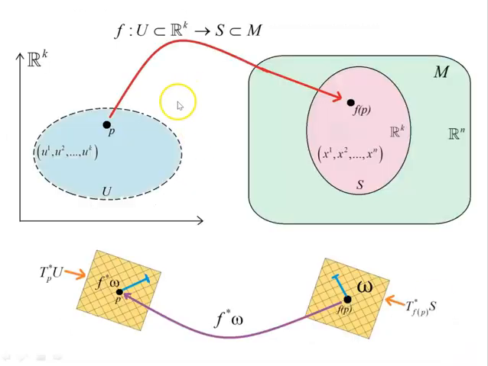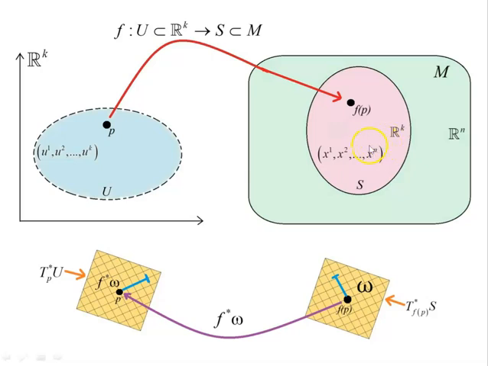All right. So what's happening now? Here's our open set U. Here's a point P, mapped to a point F of P under this map here. It takes points in the open set U contained in R^k, whatever k is, and maps it to the surface S, submanifold S contained in M. All right. And in S contained in M, we have these coordinates.